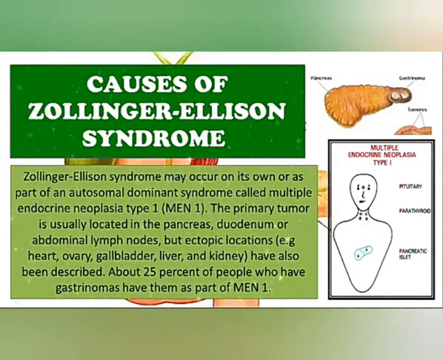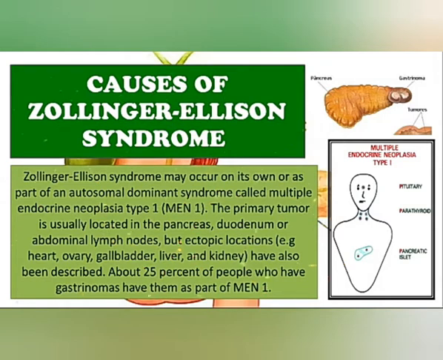So what are the causes of Zollinger-Ellison syndrome? Zollinger-Ellison syndrome may occur on its own, so separately, and this will be just due to a primary gastrinoma of the pancreas or a gastrinoma of the duodenum. But it can also occur as part of an autosomal dominant syndrome called multiple endocrine neoplasia type 1 or MEN type 1. The primary tumor is usually located in the pancreas, duodenum, or abdominal lymph nodes, but ectopic locations can vary and include the heart, the ovary, the gallbladder, the liver, and the kidney. About 25% of people who have gastrinomas have them as part of MEN type 1.